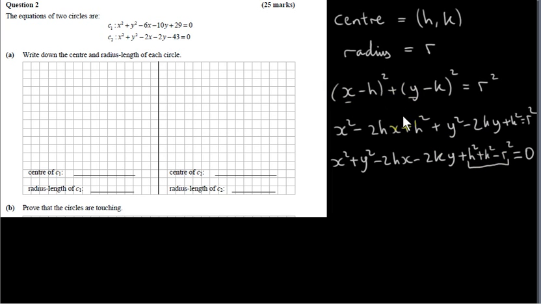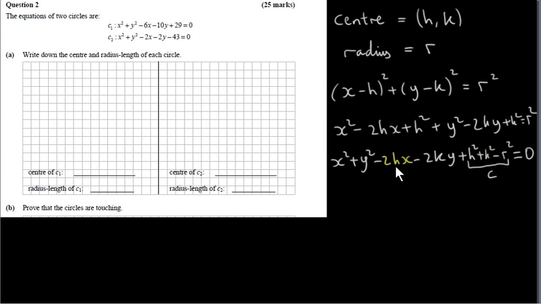(x, y) is a point on the circle. (x, y) varies. x and y are the variables. And h, k, and r are fixed. The center is fixed, the radius is fixed. So all of this is just one number. And we normally call that number c. If we know what c is, and if we know what h and k are, we can work back to find r.